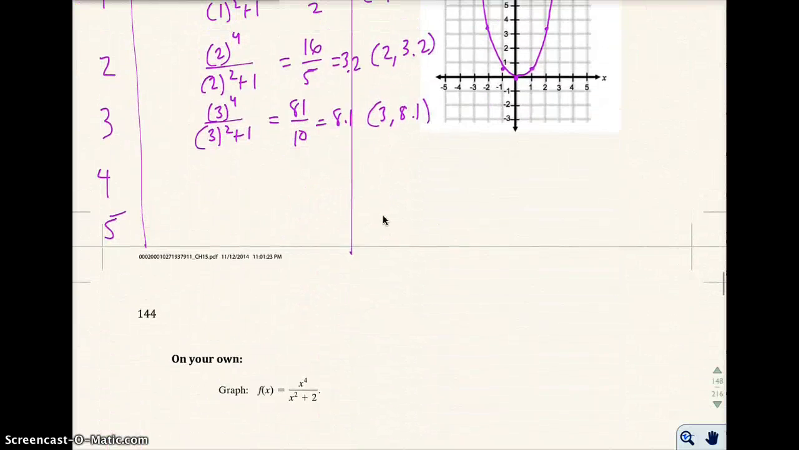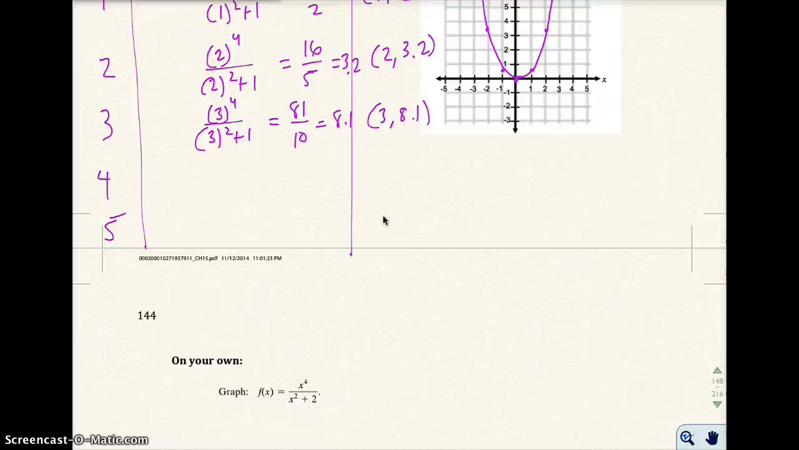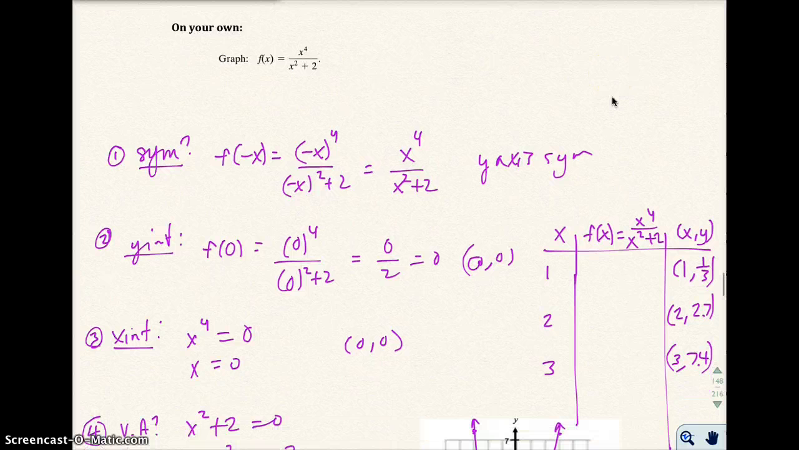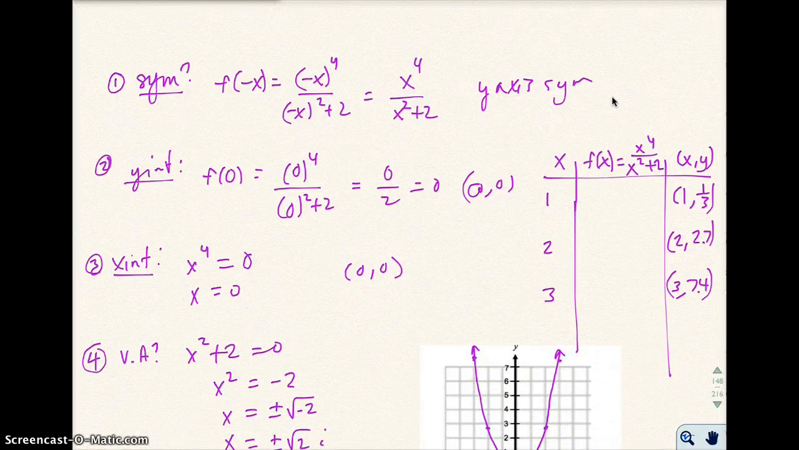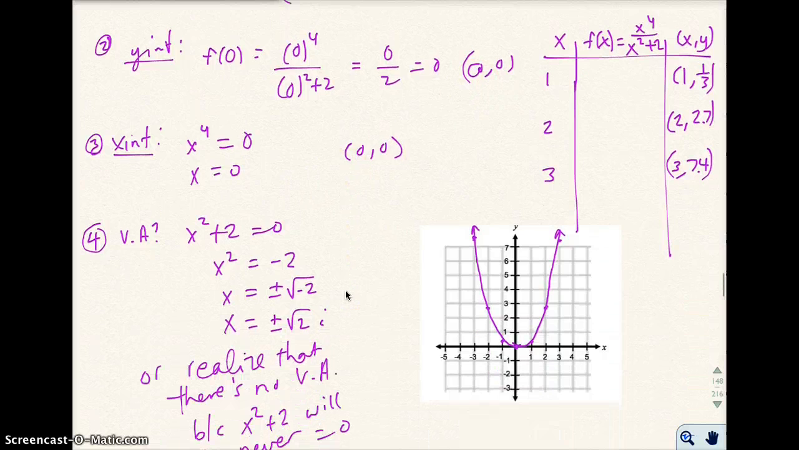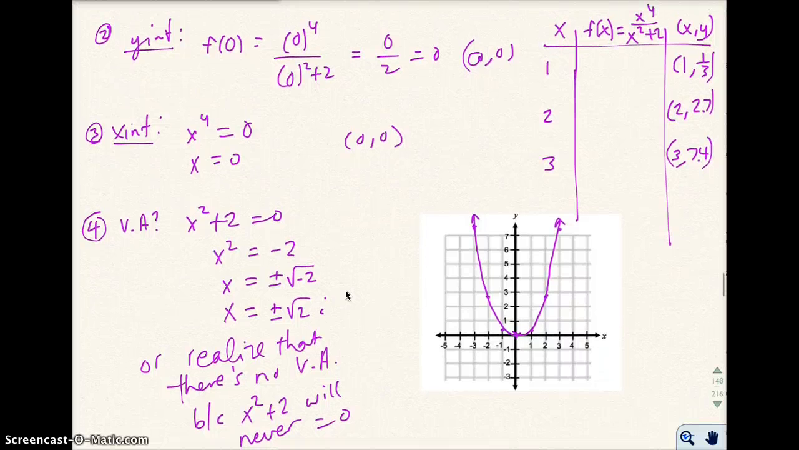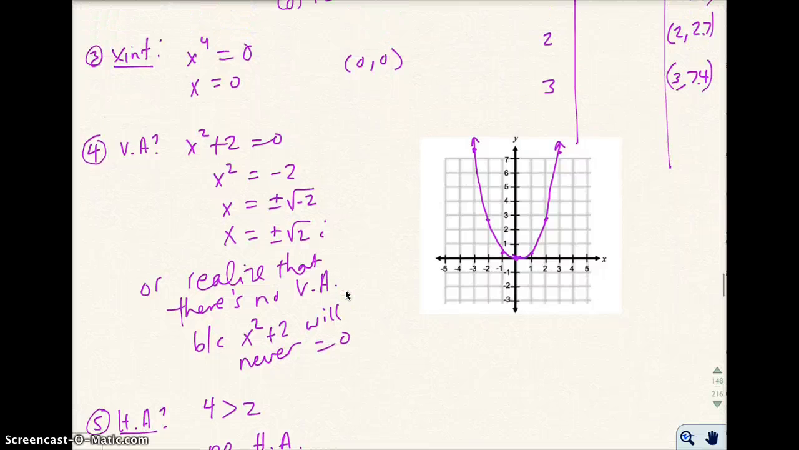On your own, go ahead and do the next one on page 144. Pause the video and restart it once you get your answer. Okay, so I did the on-your-own problem and found that there's y-axis symmetry. The y-intercept was 0, 0, and the x-intercept was 0, 0. I found there was no vertical asymptote and no horizontal asymptote.